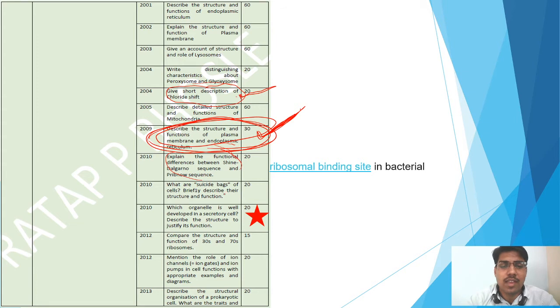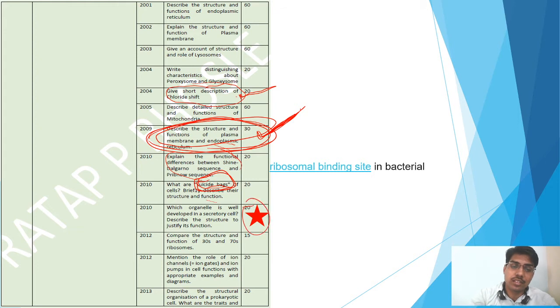Next is what are suicide bags of cells. Briefly describe the function of lysosomes and all. Next is what. After reading this, you will get to know that you will also need to go through all the other names of organelles. What are the suicide bags? What is the question about that organelle in the cell? So that's part of all the other names or the second names of the organelles you need to cover.